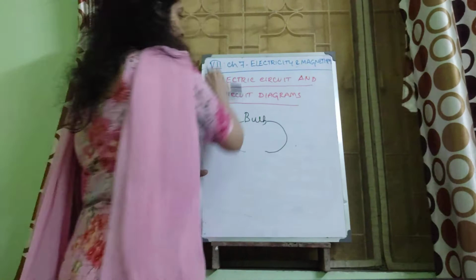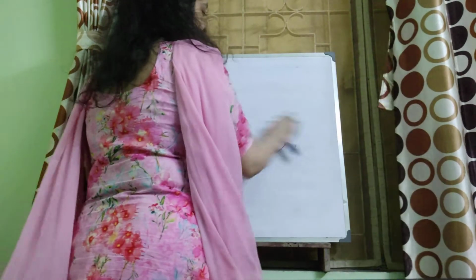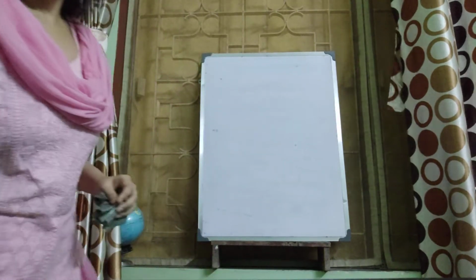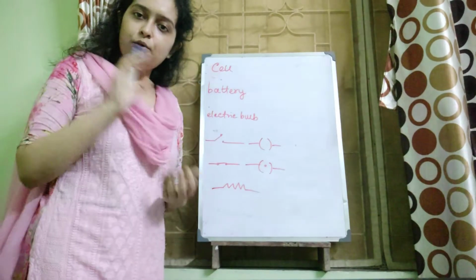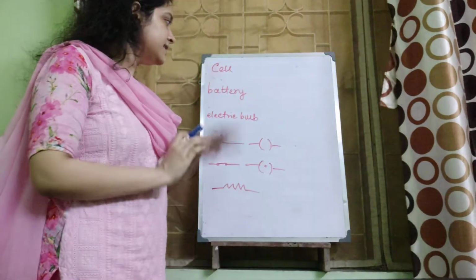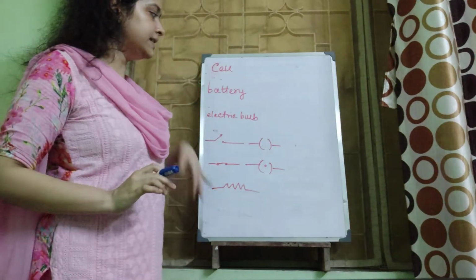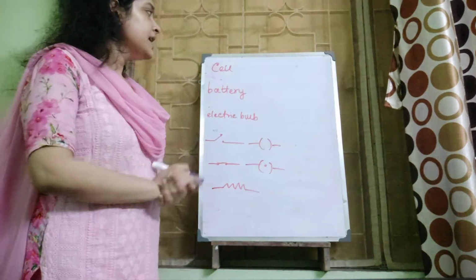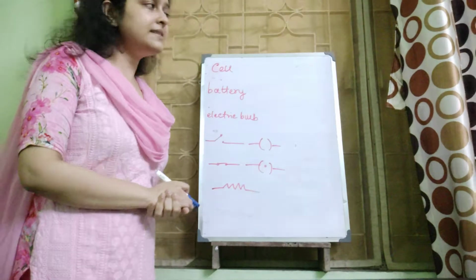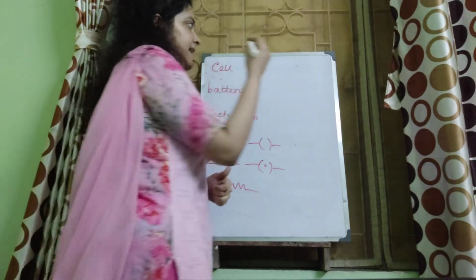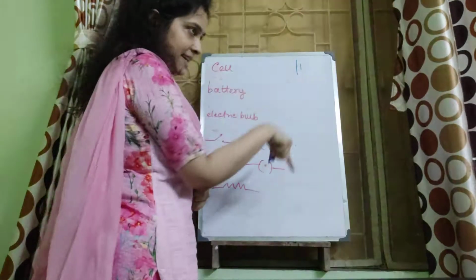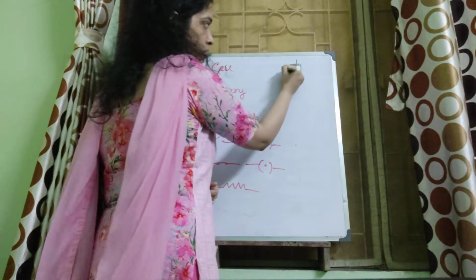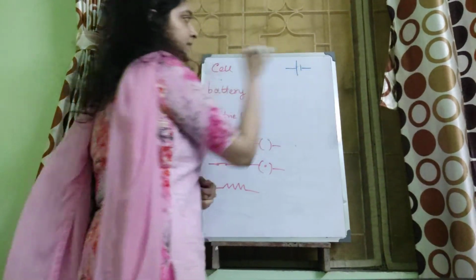So let's see what the symbols are first. Now, how do we represent a cell? What is the symbolic representation of a cell? These are the things which you need to know in this class. How do we represent a cell? We represent a cell like this. One big dash, another small, and this.